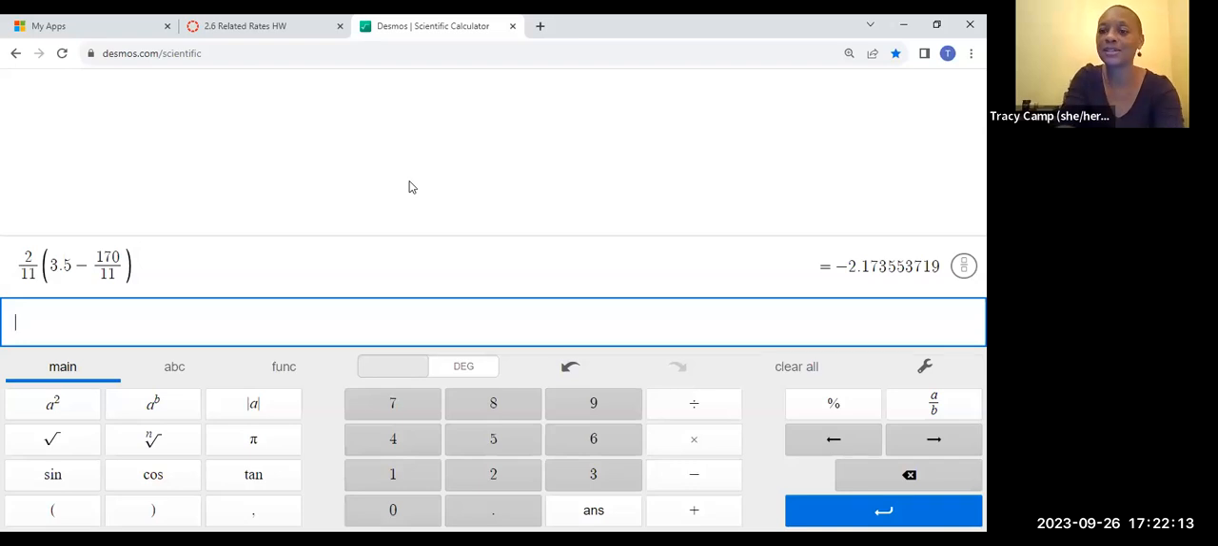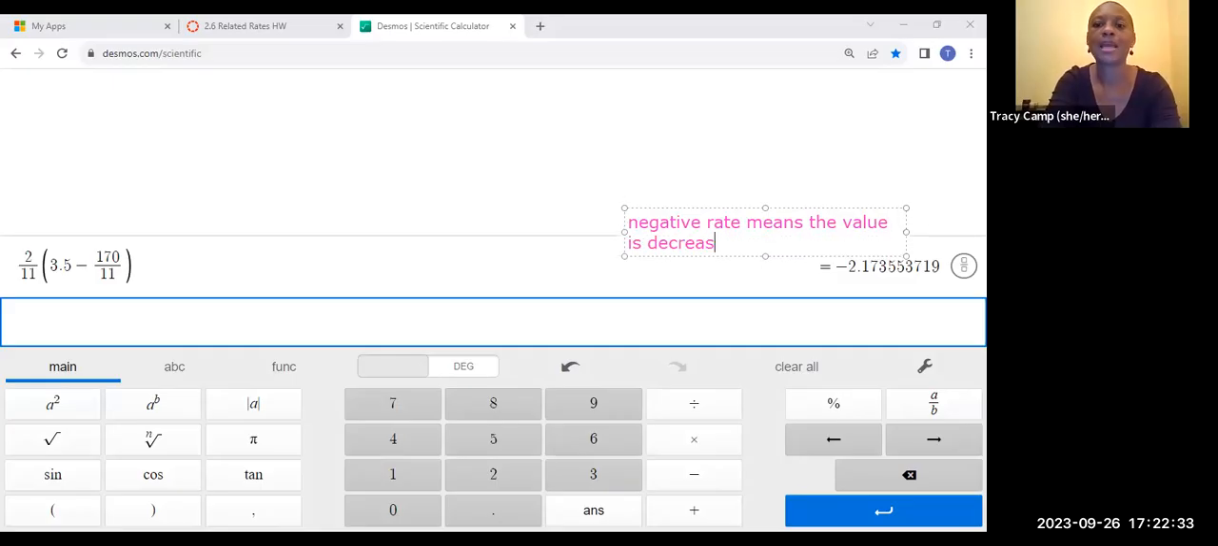Whenever you have a negative answer for a rate, a negative rate means whatever you're talking about is decreasing. So in this case, that means that the base is decreasing. While the height of this triangle is increasing, and the area is also increasing, the base is decreasing. So let's see if this is correct. I just assumed that the base would be increasing because the area is increasing, but I guess it doesn't have to be.